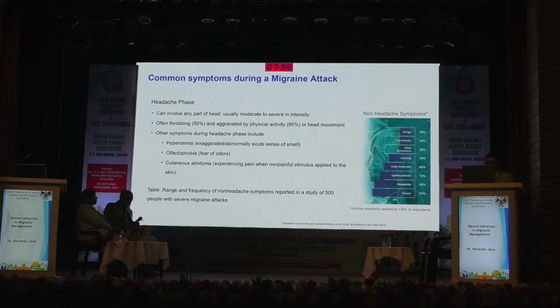The common symptoms during a migraine attack, I think everyone in the hall knows about it, can actually involve any part of the head, though it is classically taught that it is generally unilateral, usually moderate to severe in intensity. It's often throbbing and aggravated by physical activity. These 2 points actually differentiate it from the tension type headache, which is actually the most common type of headache epidemiologically. Other symptoms during headache are hyperosmia, olfactophobia, and cutaneous allodynia.